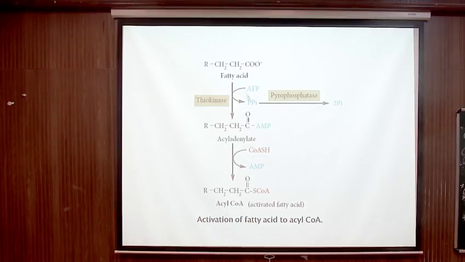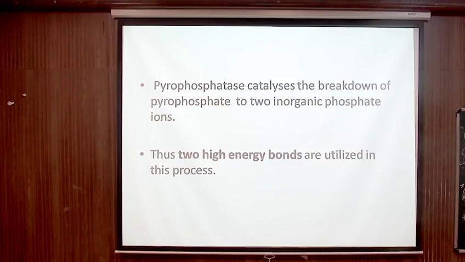And remember this bit also: we consider it as 2 high energy phosphate, because 2 high energy phosphate bonds are broken. For the activation, we need 2 molecules of ATP for calculation purposes. The pyrophosphatase catalyzes the breakdown of this pyrophosphate into 2 inorganic phosphates. So thus 2 high energy bonds are utilized in the process. This is an important point that you have to mention in the activation of fatty acids to fatty acyl coenzyme A. So what is the next step after activation?